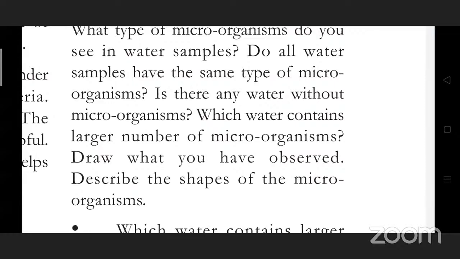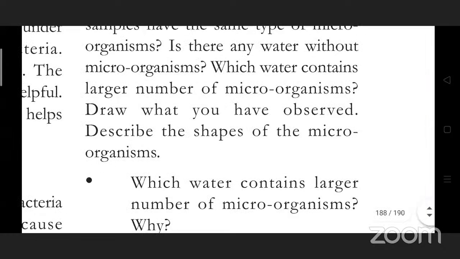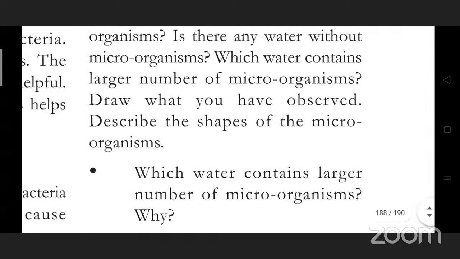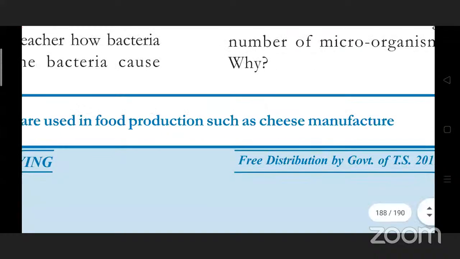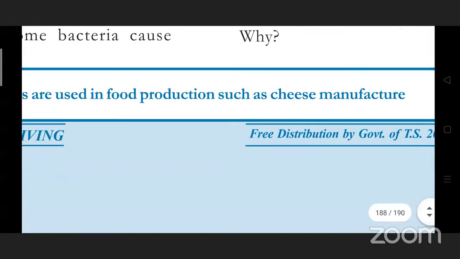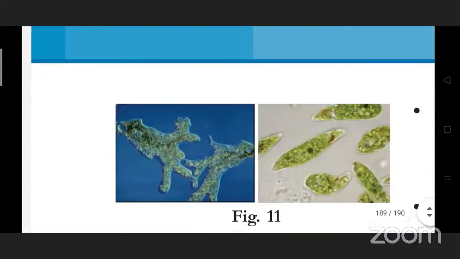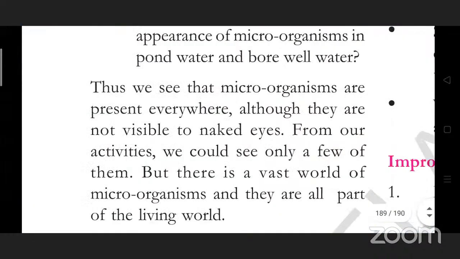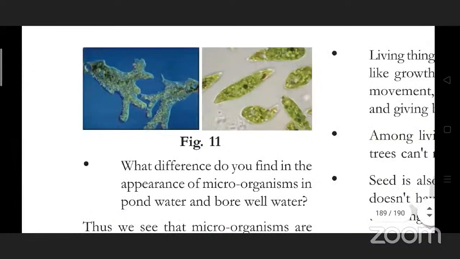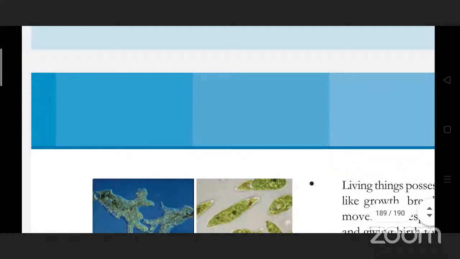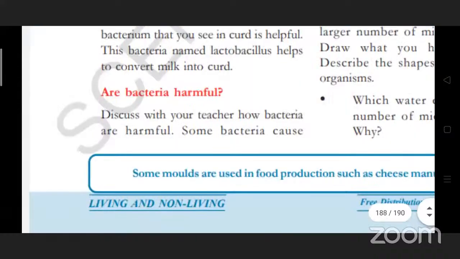Children, concentrate here. There is a higher amount of bacteria in pond water. When we compare it with well water and borewell water, you can identify that the higher amount of bacteria is in pond water. Now children, concentrate here. See what is given and what is different.